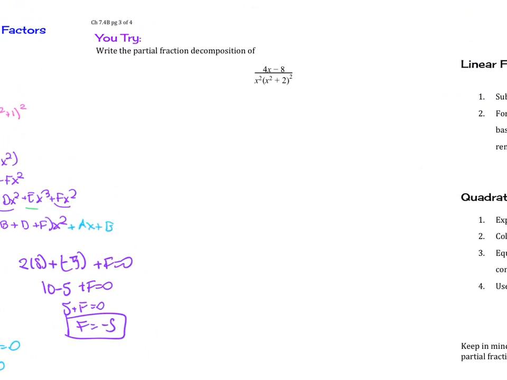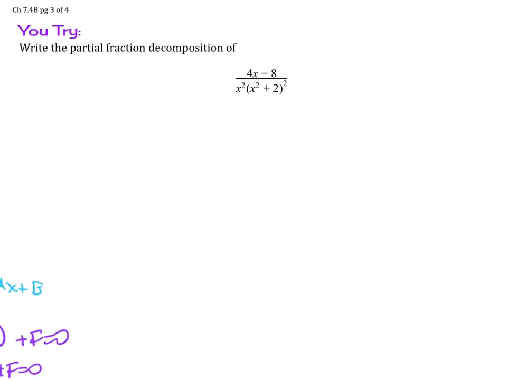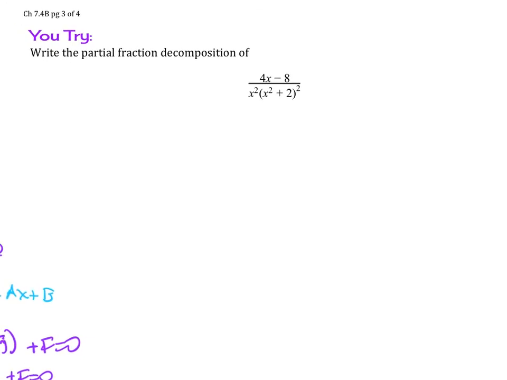All right, so try this example. Write the partial fraction decomposition of this one, 4x minus 8 over x squared times (x squared plus 2) squared. Not too bad. It's just a matter of being very careful, attending to precision, making sure you're distributing correctly, adding and subtracting correctly, and just looking at it very carefully.